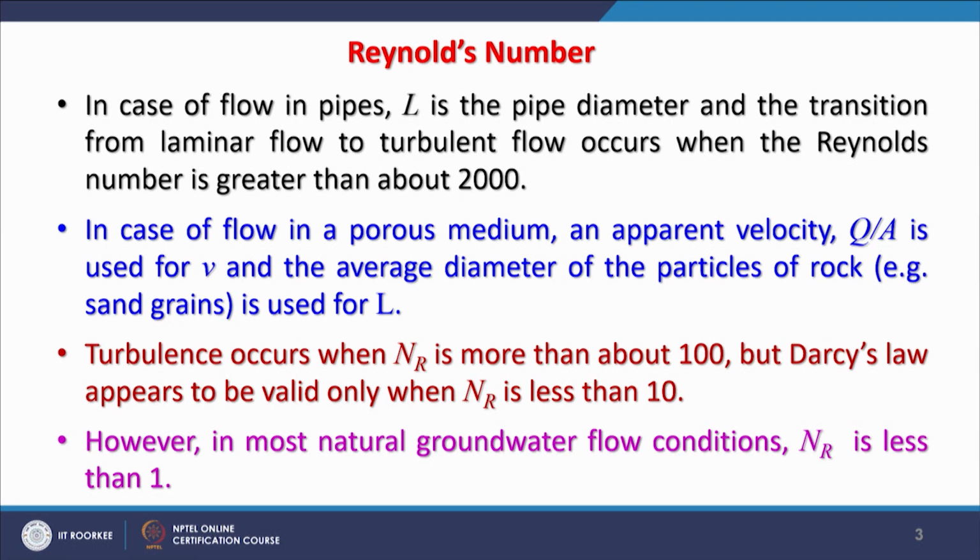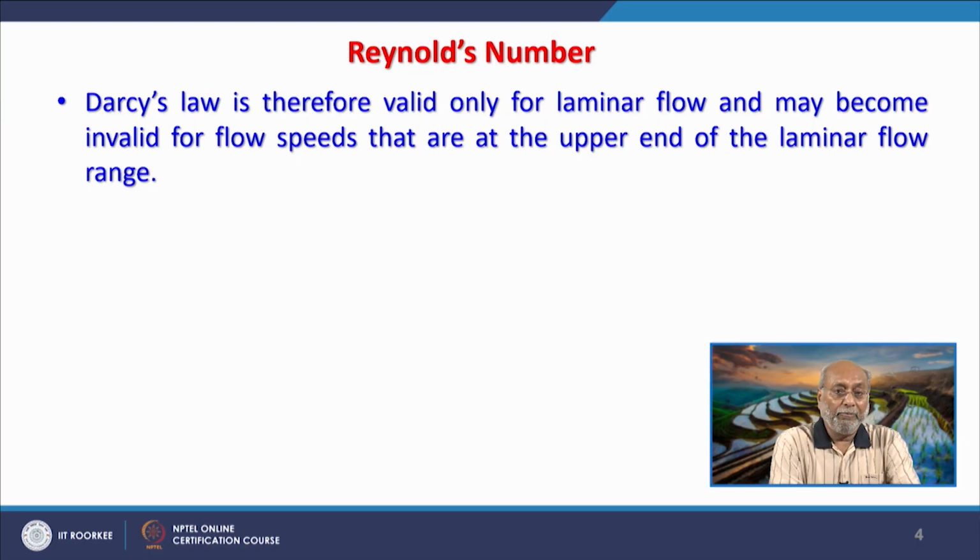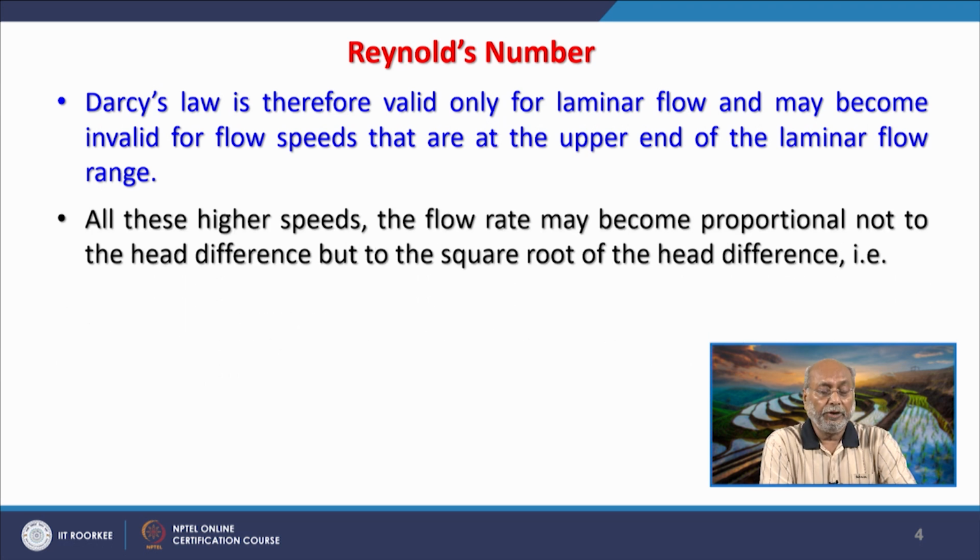However, in most natural groundwater flow conditions we do not reach that number, it is generally less than 1. So, if heavy pumping is not being done, the Reynolds number will remain at a very low value, and most likely we will have laminar flow inside a well. Darcy's law is therefore valid only for laminar flow, and may become invalid at flow speeds at the upper end of the laminar flow range. If it goes beyond 10 in aquifer conditions or geological formations, the flow is going to be turbulent.